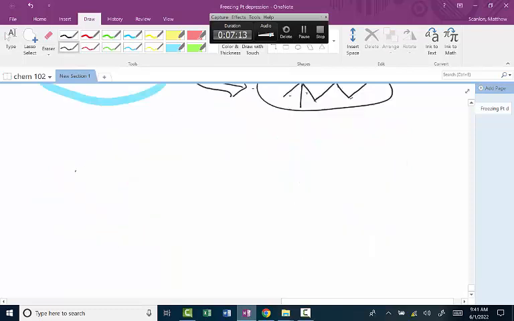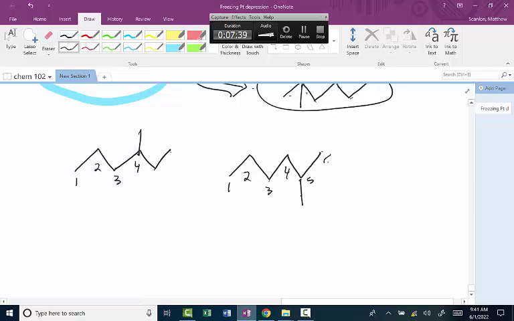How about this thing? 1, 2, 3, 4, 5. 1, 2, 3, 4, 5, 6, 7. That would be slightly different than the one we had before. 5, 6, 7. Those are different because this one's on carbon 1, 2, 3, 4. This one's on 1, 2, 3, 4, 5, 6. So that's how you can do it.